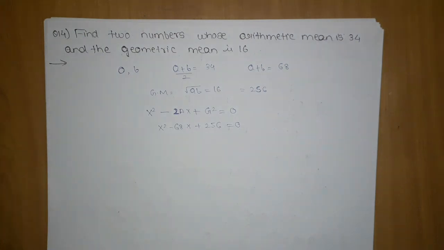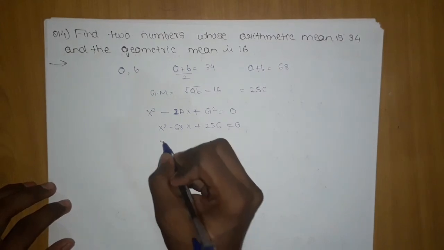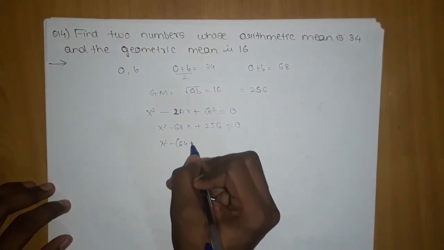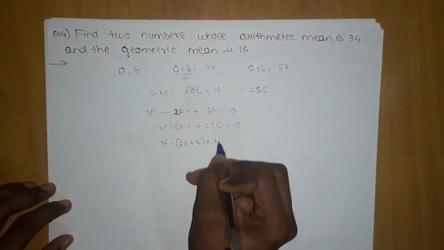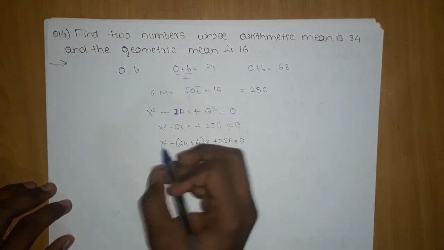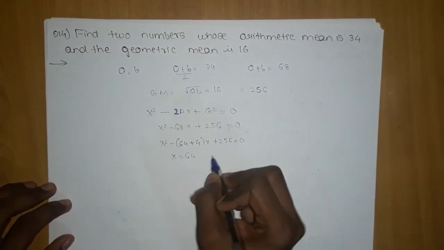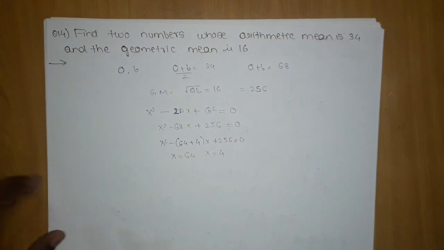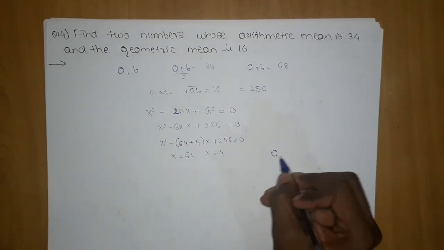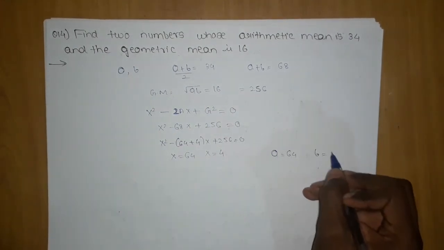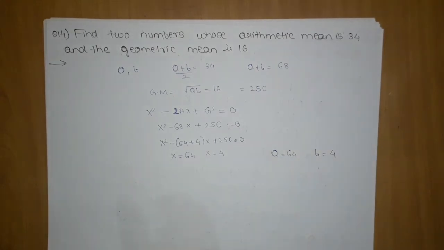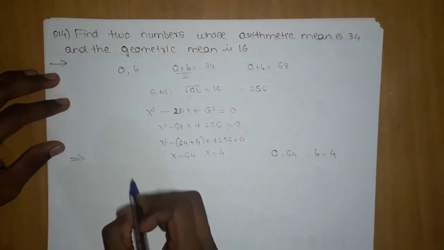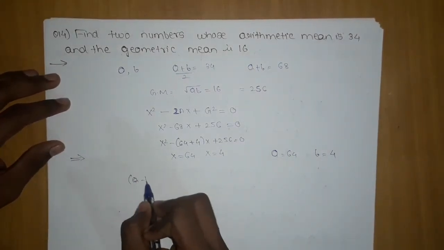Okay, so let's find its roots. Its roots are 64 and 4: (x minus 64)(x minus 4), which gives us x equals 64 and x equals 4. So we got the values of a and b: a is equal to 64 and b is equal to 4.